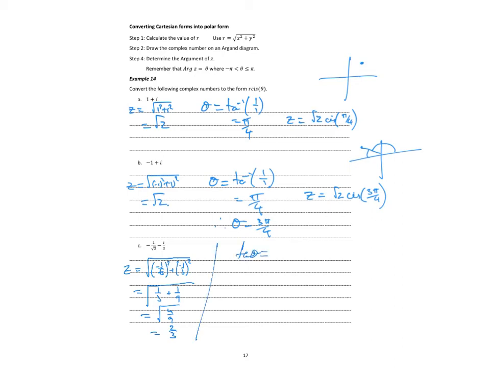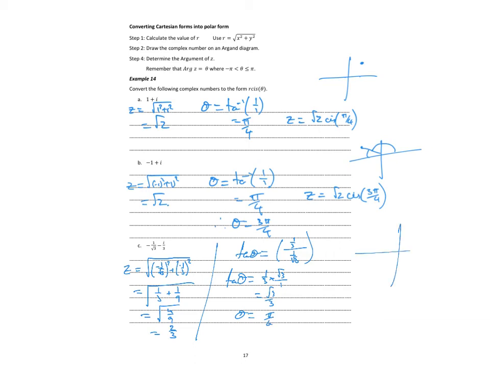Tan theta equals y over x, 1 on 3 over 1 on root 3. So tan theta equals 1/3 times, flip it upside down and multiply, which is equal to root 3 on 3, which is 1 on root 3. So theta as an angle is pi on 6.